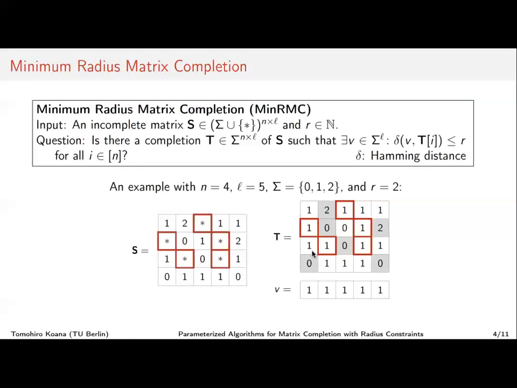And in general, it suffices to find the row vector B, because then each missing entry should be completed so that it matches the B in the corresponding position.